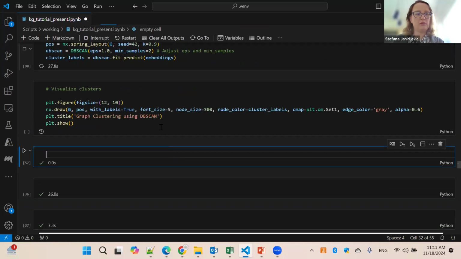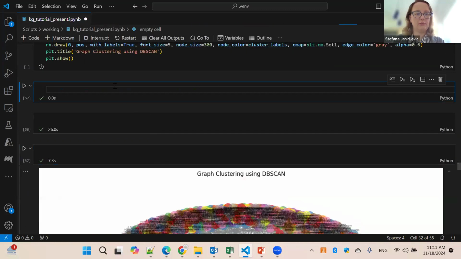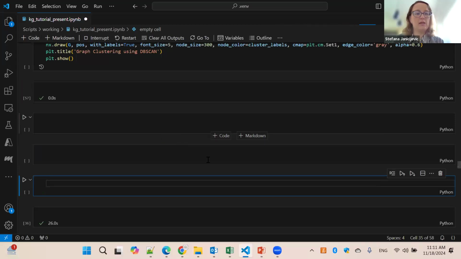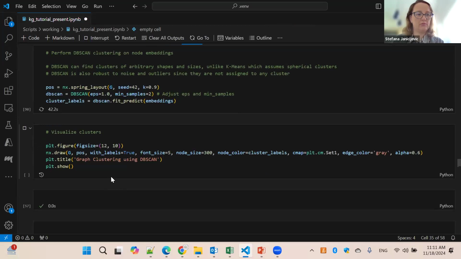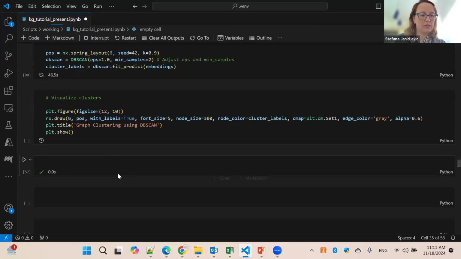And now performing DBSCAN, which is far better, and it will give far better clustering than k-means. As long as we are waiting for DBSCAN to finish, just to see here, yeah. So we are waiting for DBSCAN.